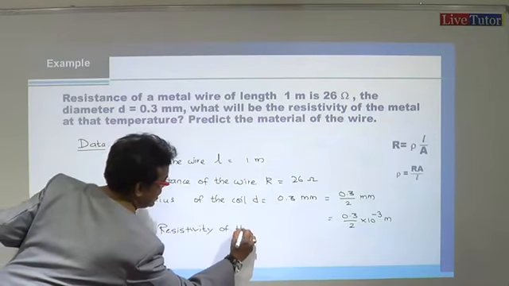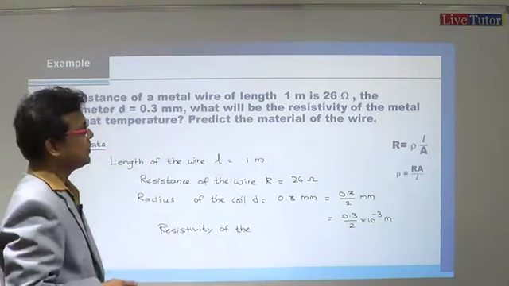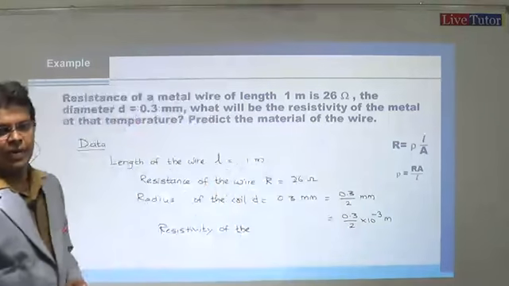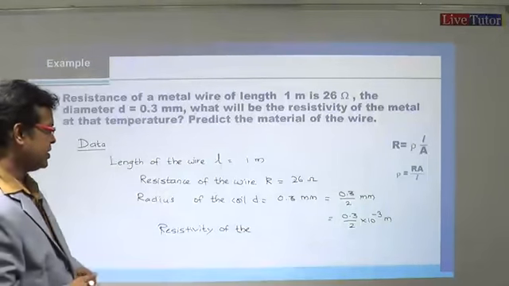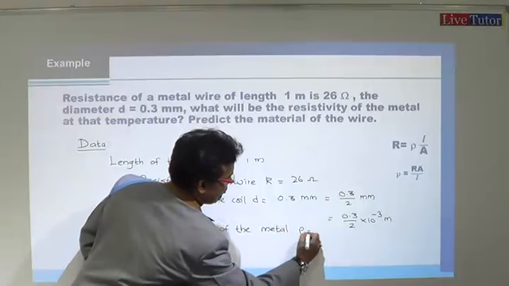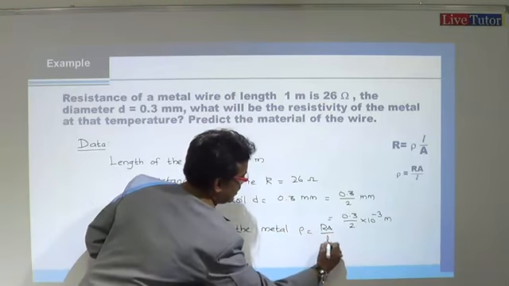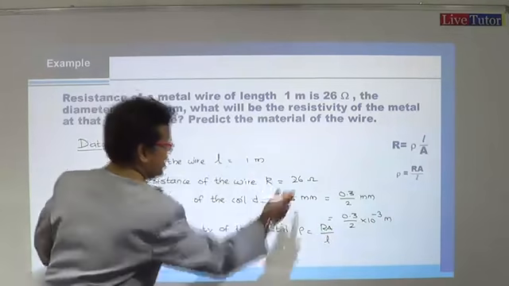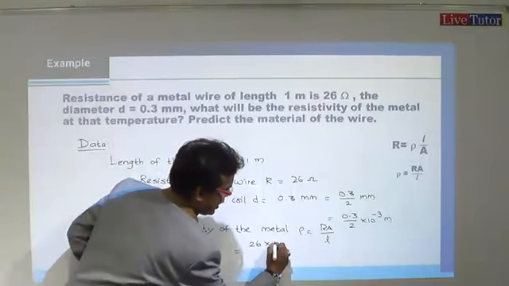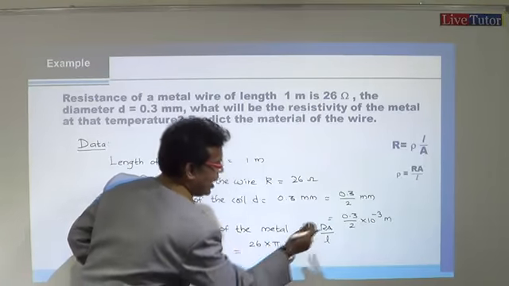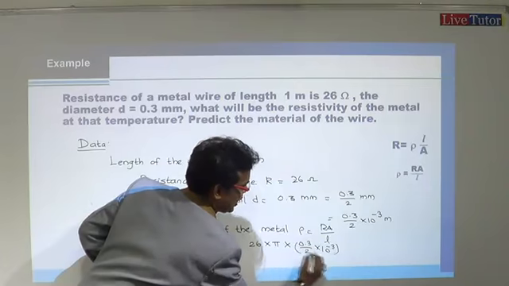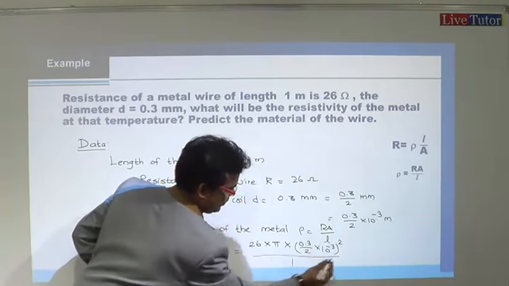Usually when you are writing this resistivity, you should not write it as resistivity of the metal. You have to write it as resistivity of the material of the wire, or resistivity of the given metal. Rho is equal to RA by L. So substitute the value. R is 26, area of cross section is pi r squared. Pi into r, which is given as 0.3 by 2 into 10 power minus 3, whole squared, whole divided by 1.